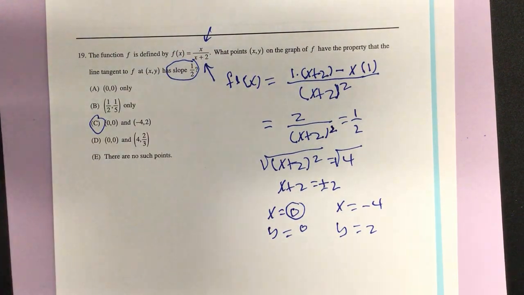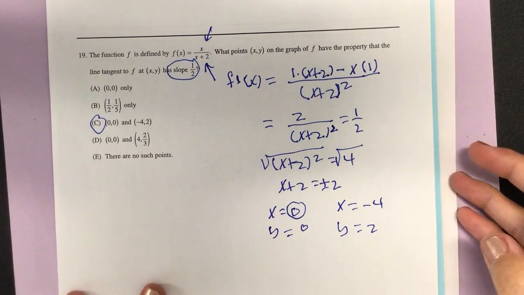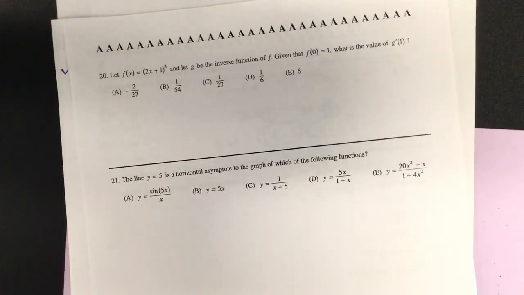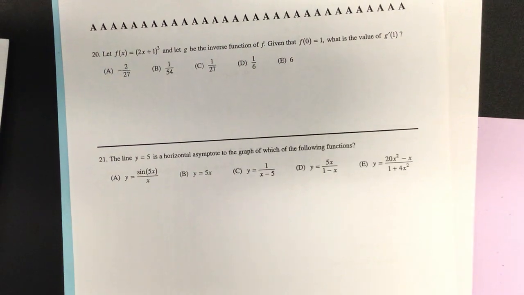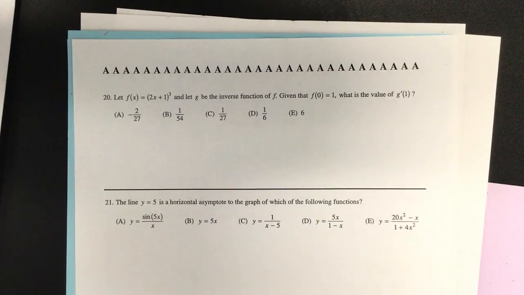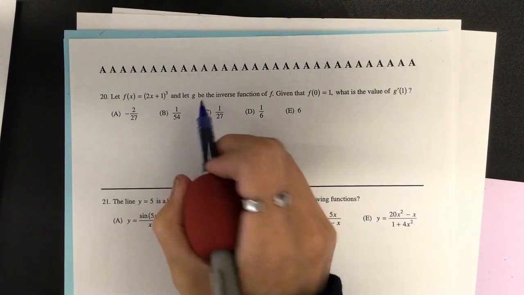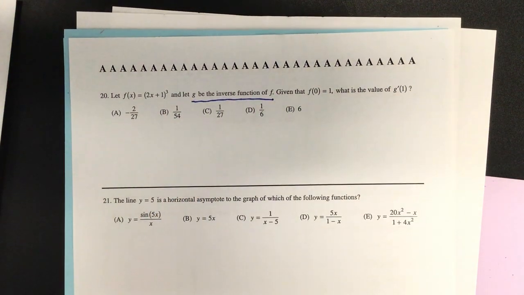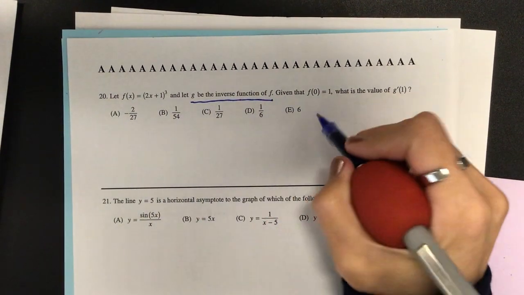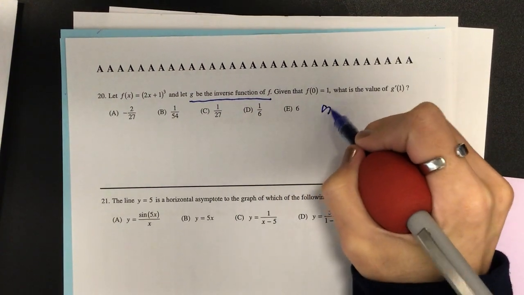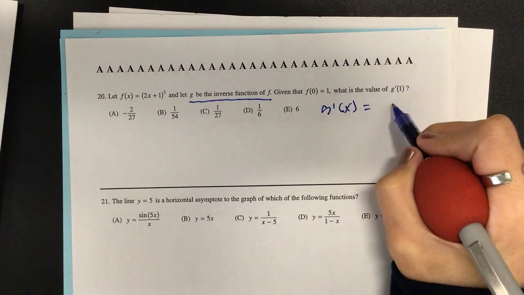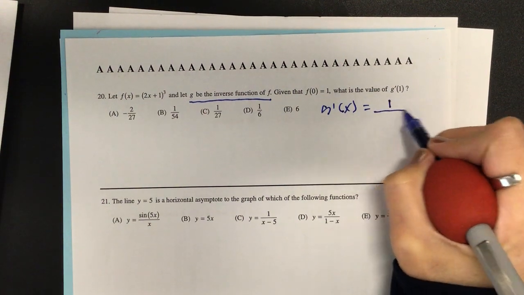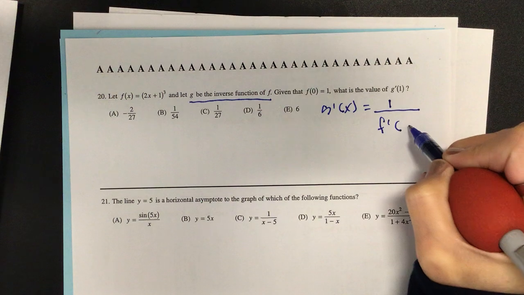Okay, on number 20, Kendall, let's read. Let f of x equals 2x plus 1 to the power of 3, and let g be the inverse function of that. Given that f of 0 equals 1, what is the value of g prime of 1? Let's recall the formula for the inverse. So it was g of x, g prime of x. Let's see if y'all remember. What number was on the numerator? 1 over f prime of g of x.